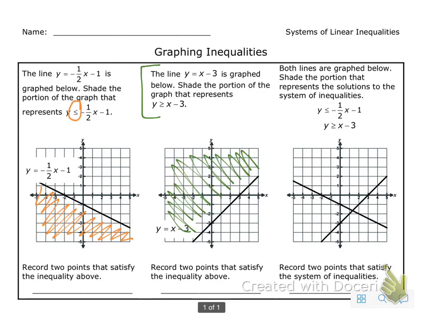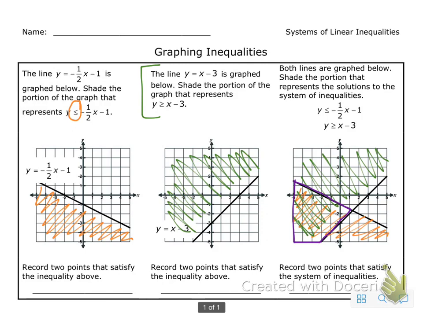Now here, both lines are graphed below. Shade the portion that represents the solutions to the system of inequalities. So we're going below the negative 1/2 x minus 1. So the same thing we did on that first part, right? This is where we're shading. And if you shade above for x minus 3 because it's greater than, we're up here. So our answer is the double shaded portion, which in this case is all of this area. Okay, all of that purple area.